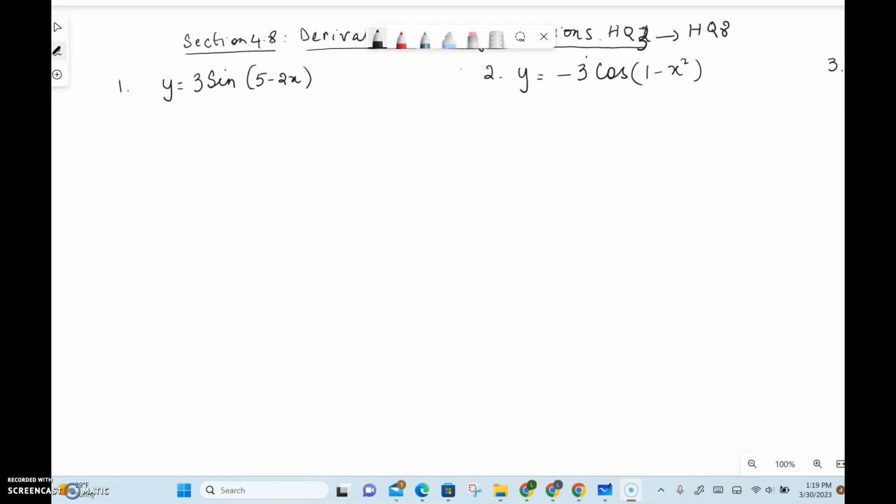So in the first question, we need to find the derivative of 3 times sine of 5 minus 2x. Just remind yourself that d by dx of sine of x is cosine of x. But instead of x, if you have a function of x, what we need to do is use the chain rule. So the derivative is equal to leave the constant alone and differentiate the function of x.